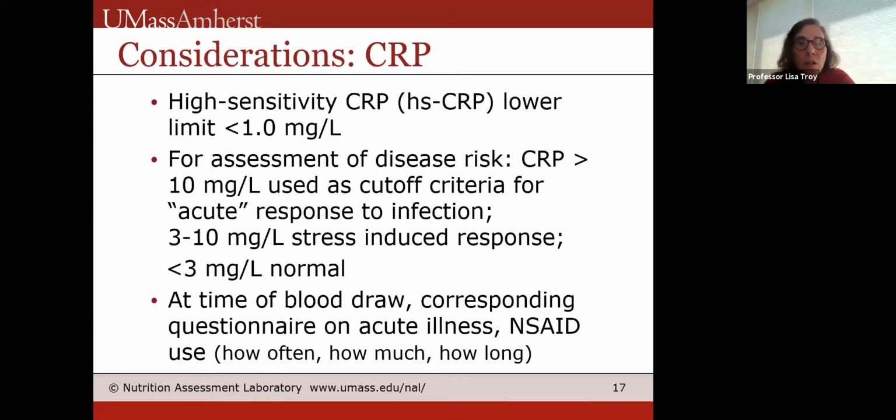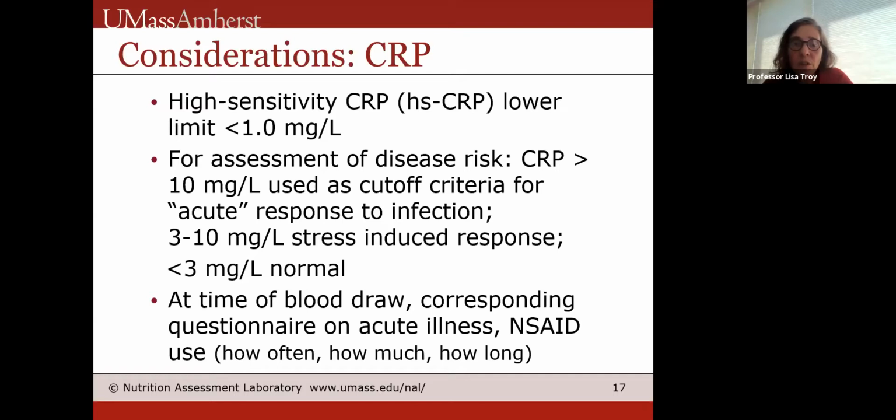Okay, so we talked about the high sensitivity CRP. It gives you a lower limit, so you can get the milligrams per liter, could be a little bit lower. When you're looking at CRP, you might want to consider cutoff criteria. We said that if there's an acute infection, the response is really high for CRP, so it will be 10 or greater. Anything above 10 is somebody having an acute reaction to an allergen, or they have a cold or anything like that. From 3 to 10 milligrams per liter, it's a stress-induced response. And anything below 3, we think of as pretty normal background noise in CRP.